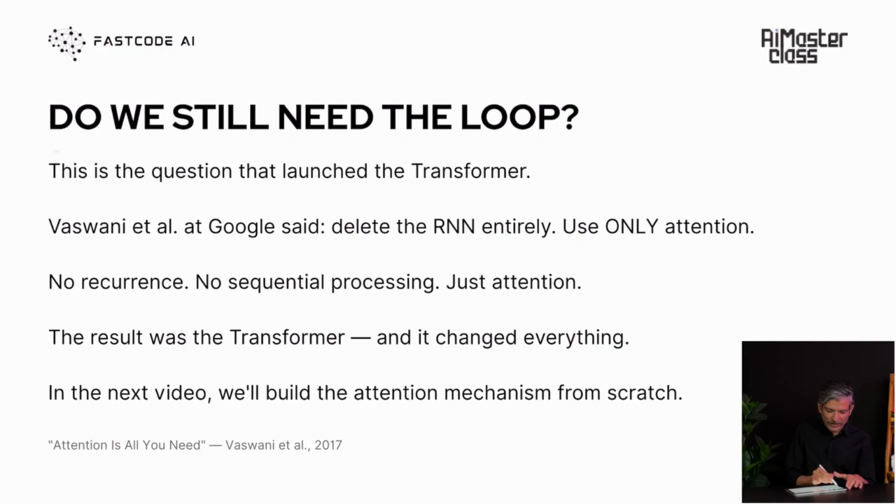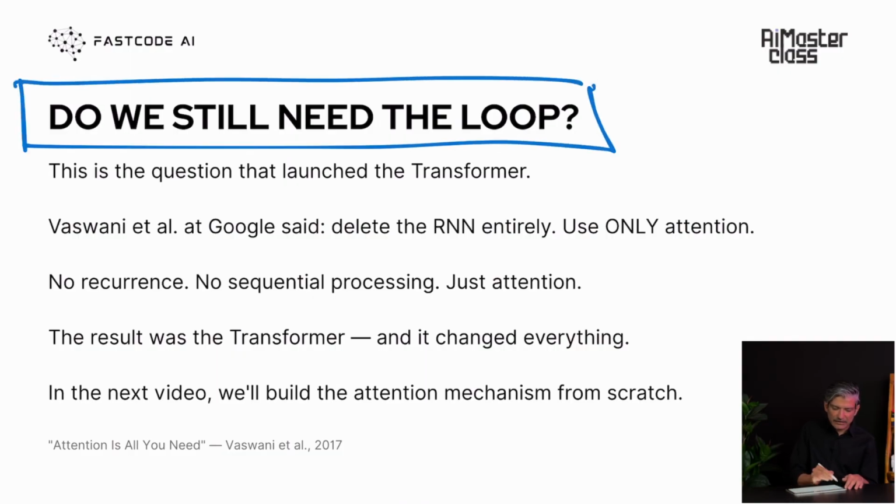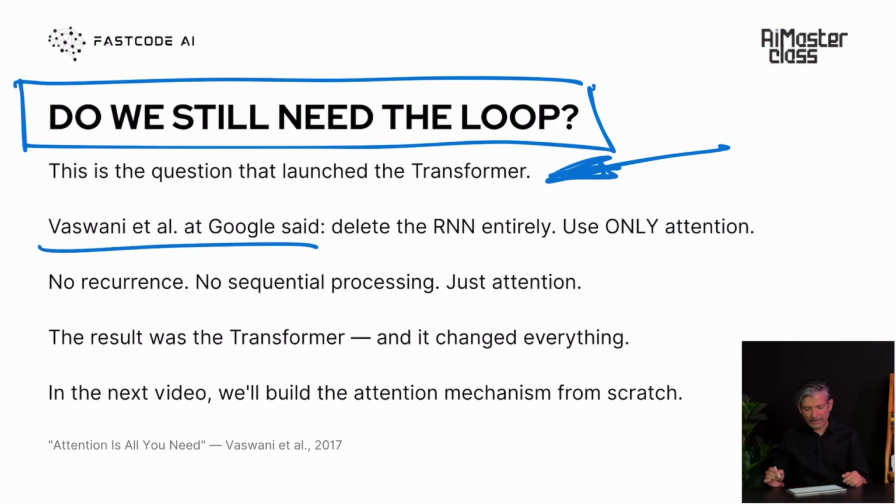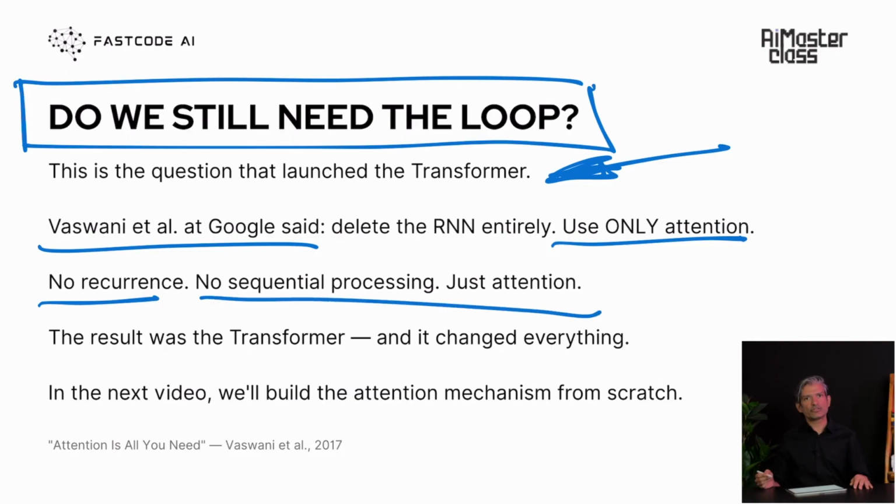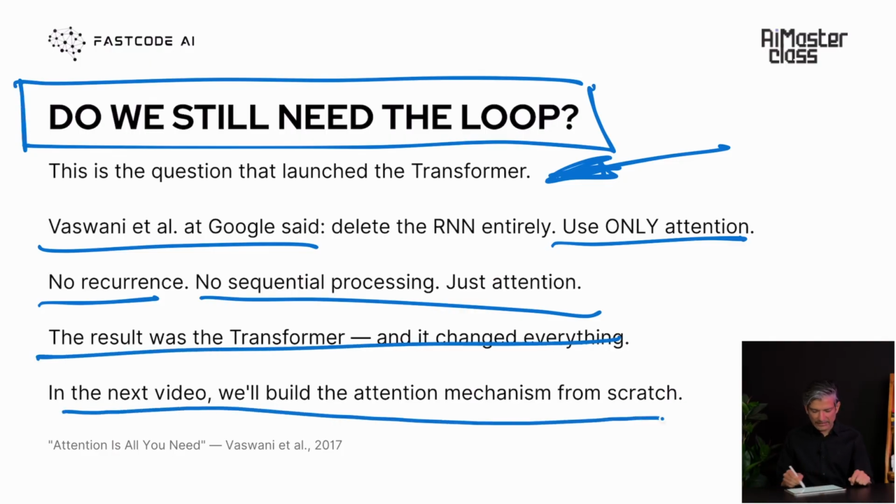So the question people asked was, do we still need the loop? The loop that the previous people were using when they thought about attention. This question is what launched the transformer. Vaswani et al. at Google said, delete the RNN entirely, right? Only use the attention part. So no recurrence, no sequential processing, just attention. There is no unrolling, there is no recurrent relation, nothing. It's very simple because it became just attention. And the result was the transformer, and it changed everything. In the next video, we'll build this attention mechanism from the start.